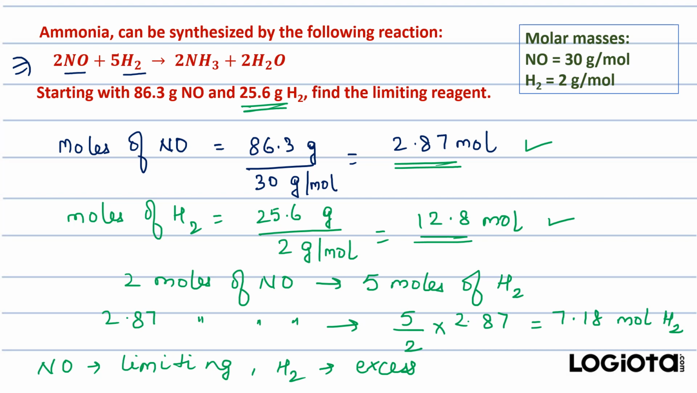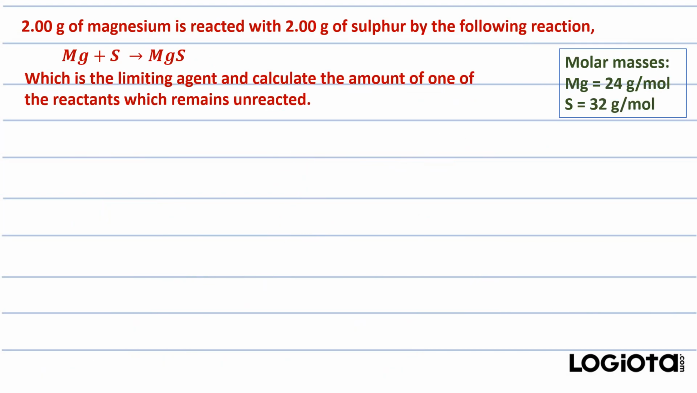Now let's see another example. The question is: 2 grams of magnesium is reacted with 2 grams of sulfur by the following reaction. The reaction is Mg plus S gives MgS. Which is the limiting reagent, and calculate the amount of one of the reactants which remains unreacted. So in this question you first need to find the limiting reagent, and then find how much of the reagent in excess remained unreacted. Okay, now let's try to solve this one.